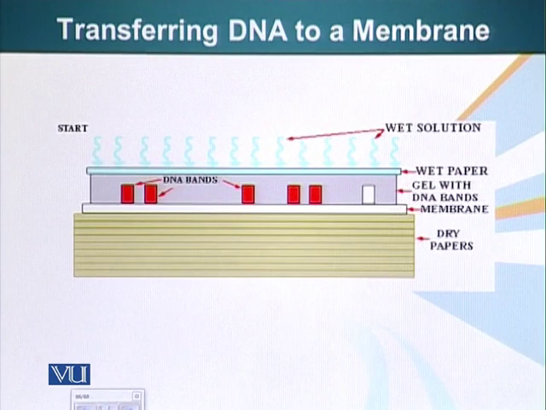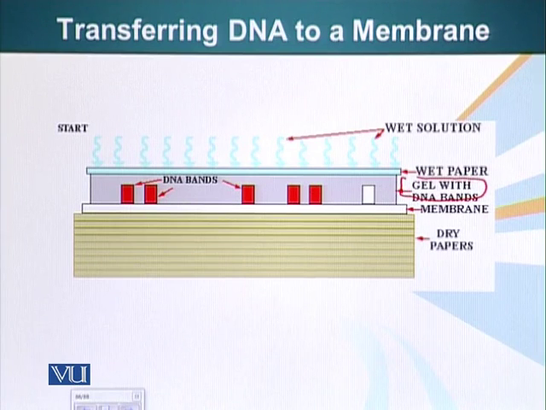Let's talk about that. First of all, we have our gel. This is our gel with DNA bands in it. We are seeing these bands, but actually the DNA is continuous. It is throughout. We are going to transfer all this DNA to a membrane. It is a special membrane because once DNA is transferred to it, it will stay stuck and it will allow us to analyze that DNA.